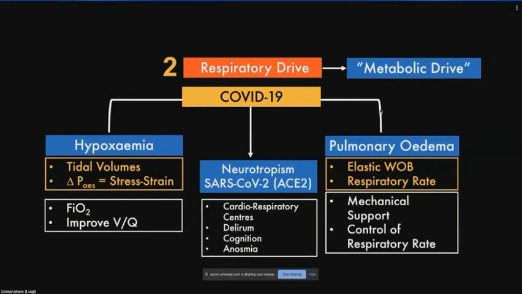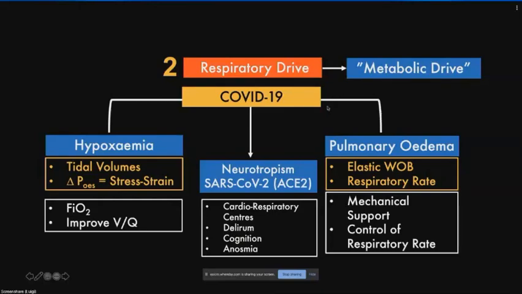So I think, what can we do? Obviously, the FiO2 is an important first measure. And the other thing is things that we can improve VQ matching. So maybe prone position in these patients might work very well. On the other side, for the elastic work of breathing, we need certainly mechanical support and sometimes pharmacological support to control the respiratory rate and therefore the stress and strain of the lung.